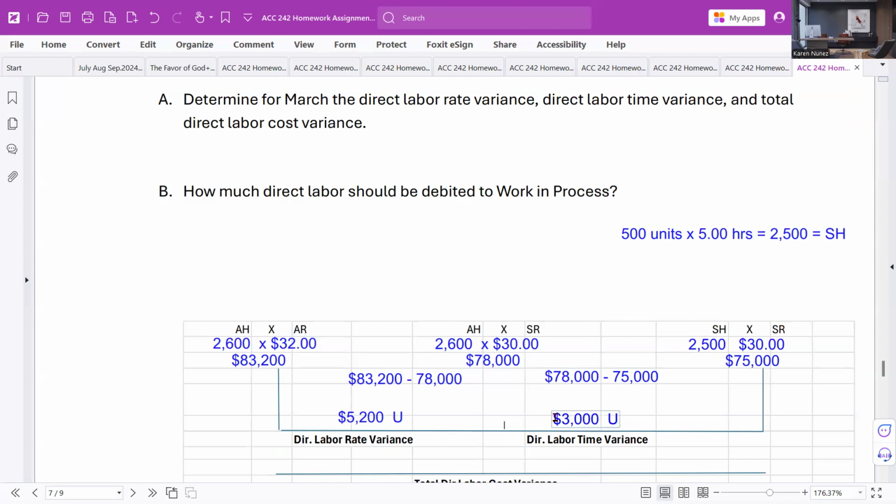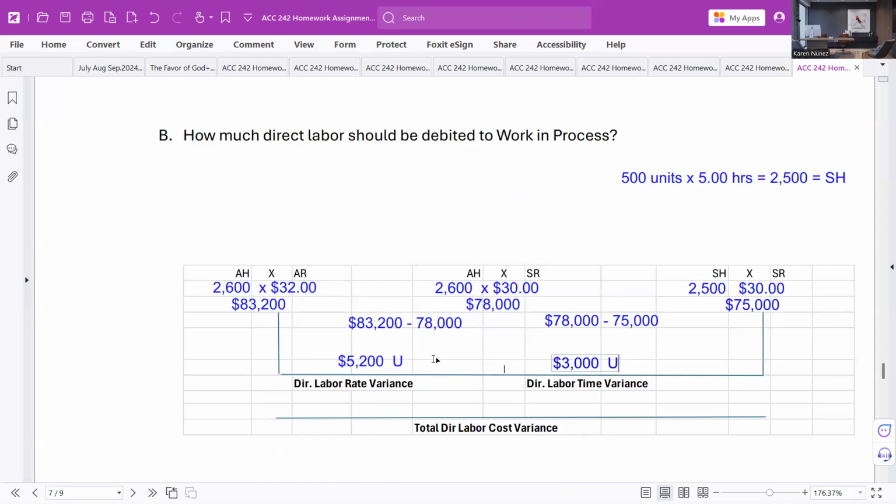Put it all together, we know the cost variance is going to be unfavorable. They paid too much and they worked too much, right? They paid too much per hour, $2 more per hour than they should have, and they worked 100 more hours than they should have. Hence, an unfavorable rate variance, unfavorable time variance.